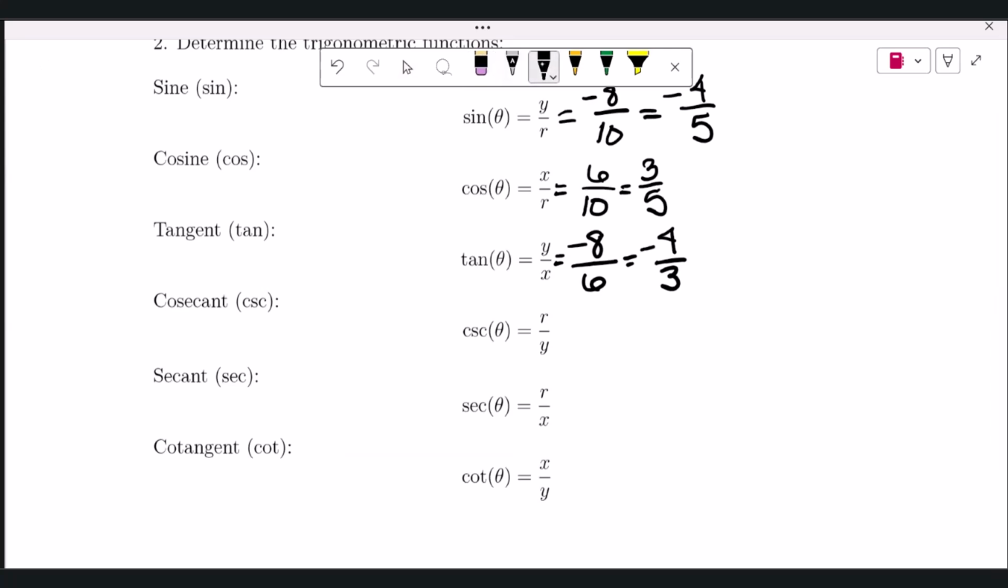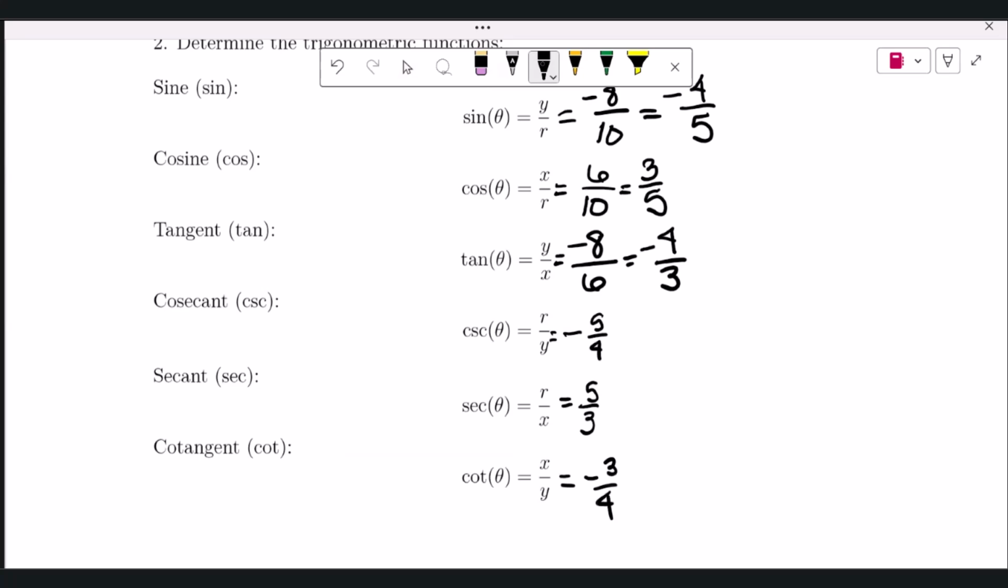Now all we have to figure out is the cosecant, secant, and cotangent. If we remember, the cosecant is just the reciprocal of the sine. So the cosecant is -5/4. The secant is the reciprocal of the cosine, and that will be 5 over 3. And then the cotangent is just the reciprocal of the tangent, which is -3/4.